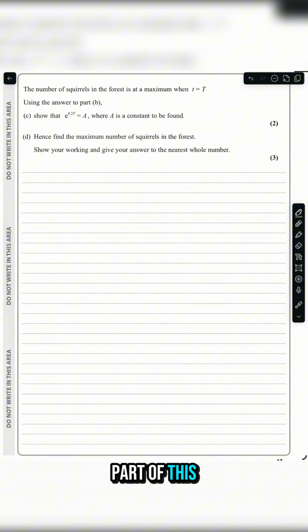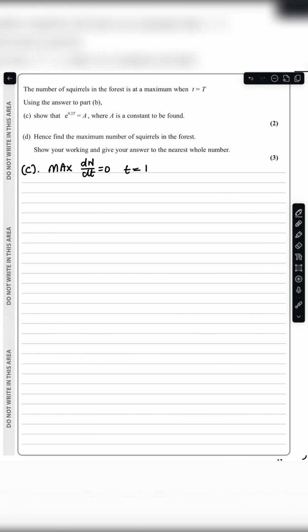In the next part of this question, we are told that the number of squirrels in the forest is at a maximum when t equals T, and using the answer to part b, show that e to the power of 0.2T equals a, where a is a constant to be found. So a maximum means that dn by dt equals 0, and we know that this will happen when t equals T. So what we need to do is substitute t as T into our equation for dn by dt and set that equal to 0.